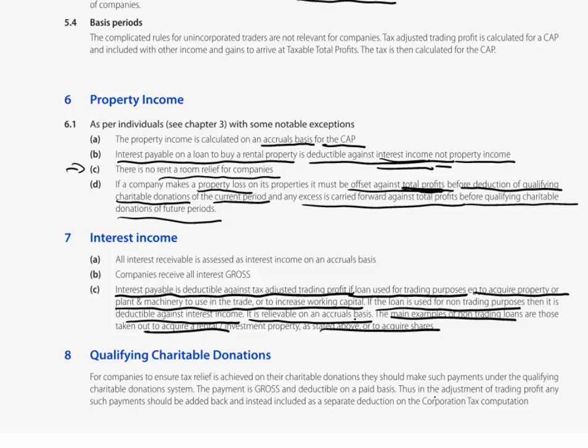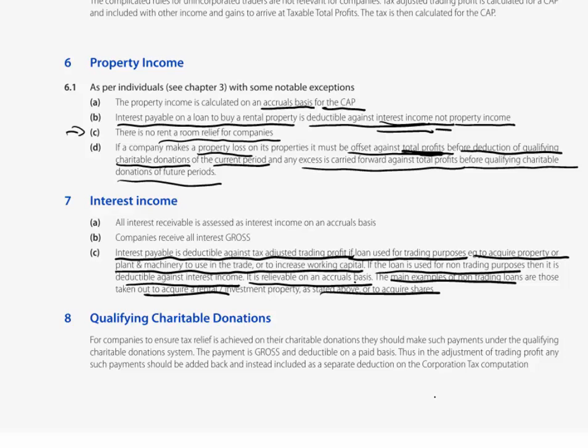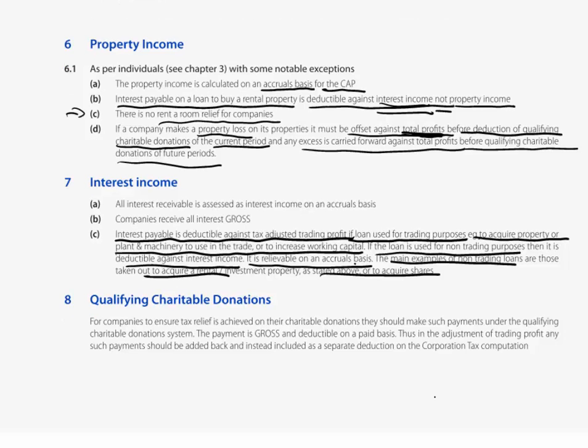Now, once we have established the amount of total profit, that will be your trading income, your property income, interest income. It will also be chargeable gains, more of that later. But you would then have total profits. And from those total profits, you would then be deducting qualifying charitable donations. So far as companies are concerned, you'll be told about the qualifying charitable donations that were paid during the period.